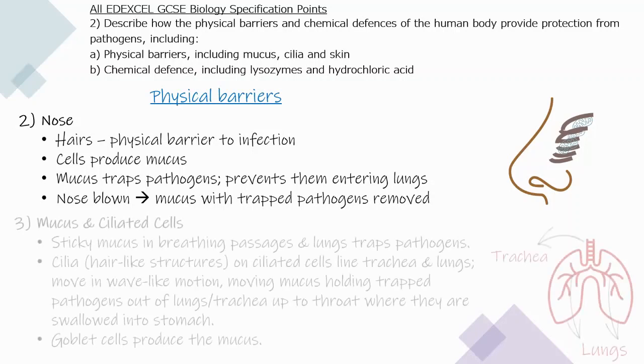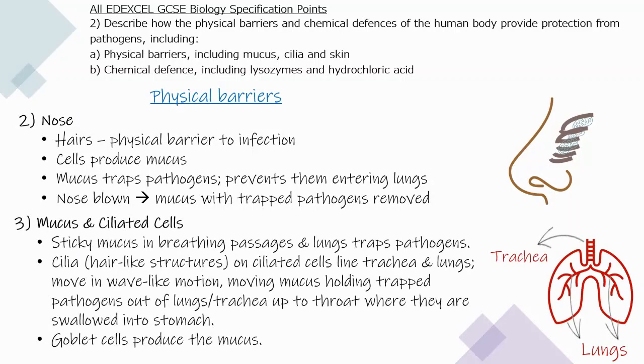Another physical barrier is mucus and ciliated cells within the trachea and lungs, so within our breathing passages. So sticky mucus is here and it helps to trap pathogens again. So cilia, which are like little hair structures on ciliated cells, they are the lining of the trachea and of the lungs, and their role is moving in a wave-like motion, and this beats and moves the mucus which holds the trapped pathogens out of the lungs and out of the trachea up into the throat, and then they can be swallowed into the stomach where the stomach acid destroys them. And it is in fact goblet cells that produce this mucus.